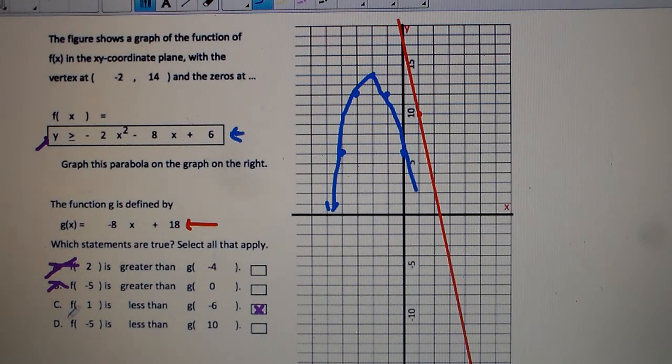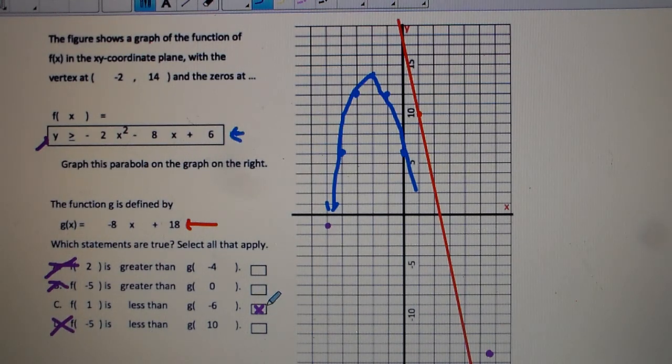Last but not least, we're going to look at D. Is f at negative 5, so the function at negative 5, or just somewhere around here, less than g of 10? Well, g of 10 is all the way to the right, and it's way down here. Is this dot less than this one? No, the dot on the right is less than that dot. So that means D is not true.